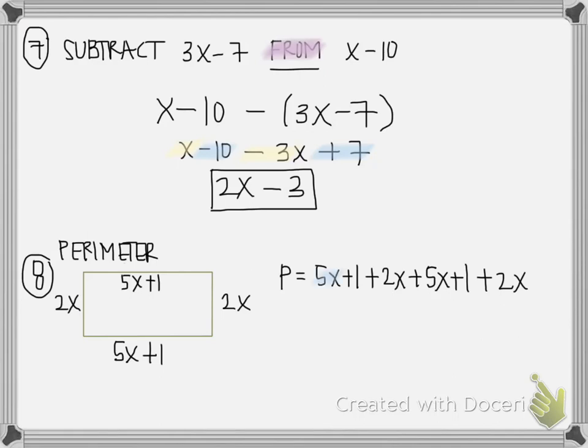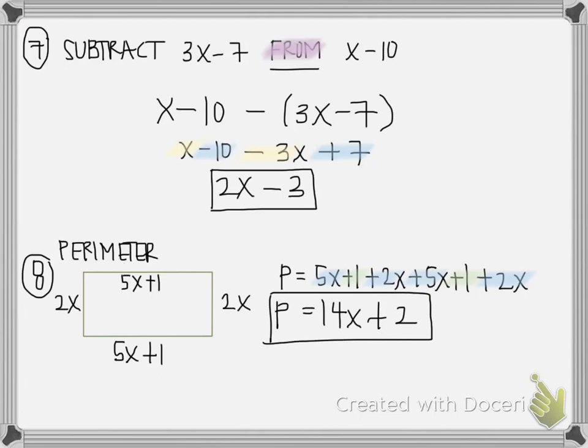Okay, combine all your like terms. 5x plus 2x, 7, 14x, and then combine the constants. 1 plus 1, which will be a 2. So the perimeter here is going to be 14x plus 2. Okay? Alright, so that's algebraic expressions, simplifying them using the distributive property.